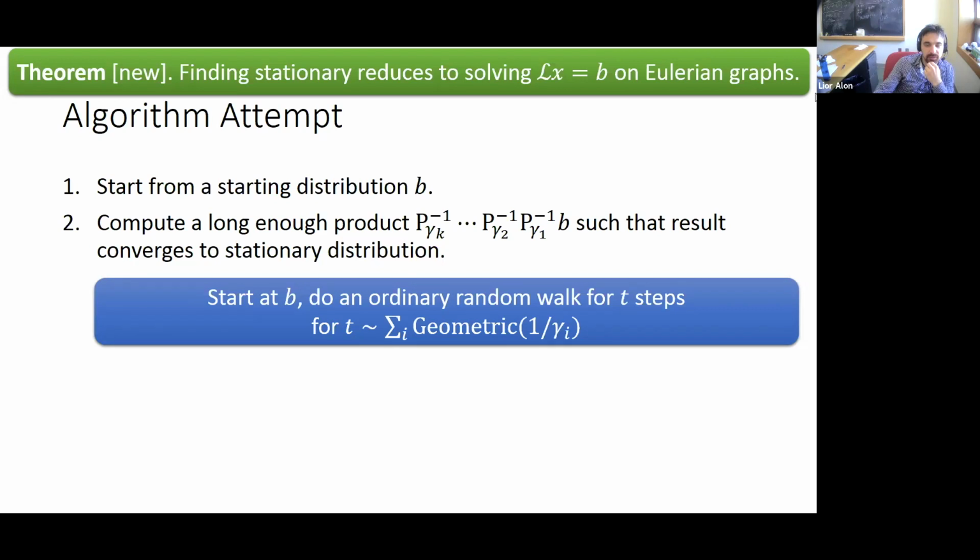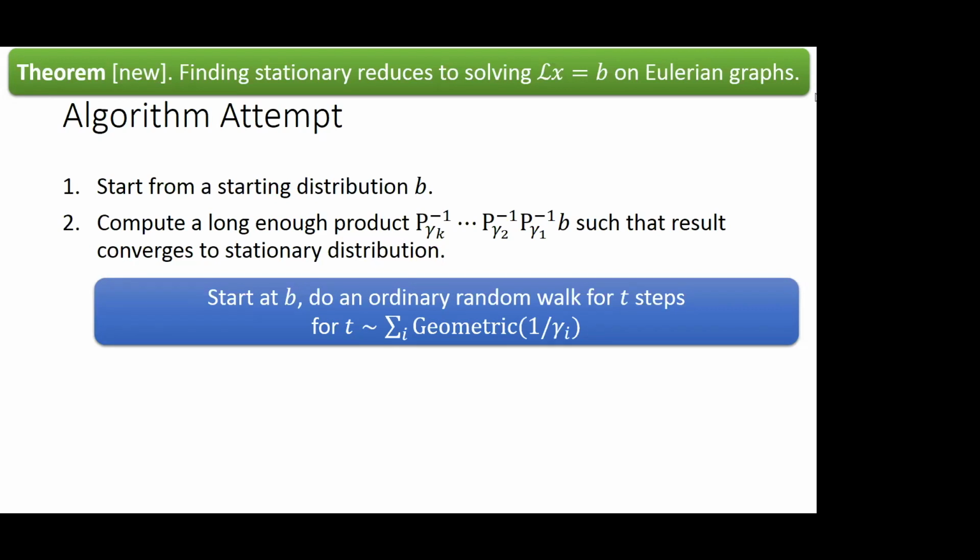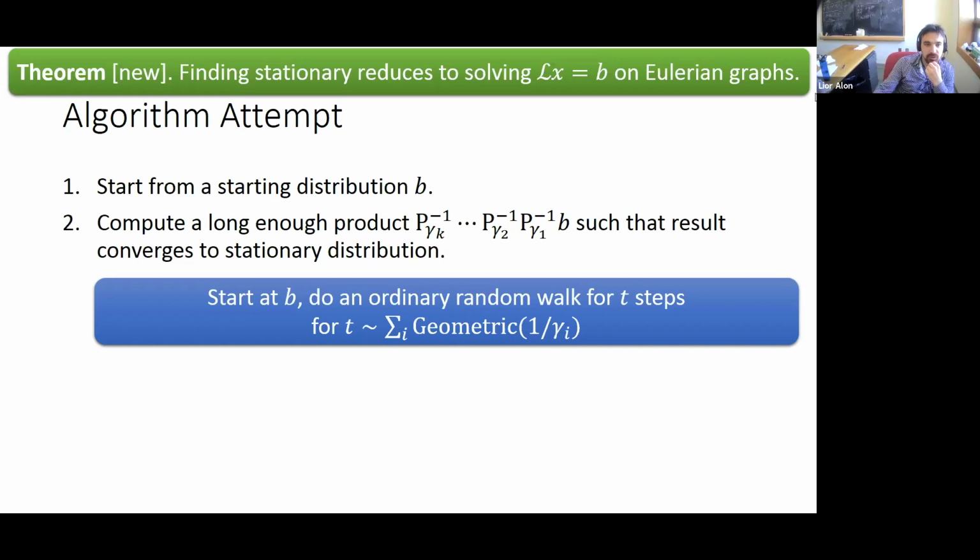So, it's going to have some problems, but it is a legitimate algorithm for doing it. No, I'm not sure what it means until it converges to a stationary distribution. How do you know that you got to a stationary distribution?